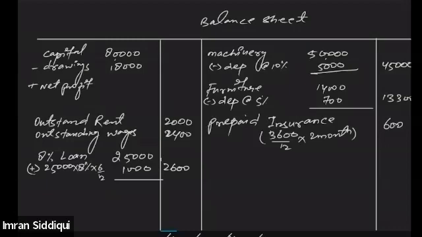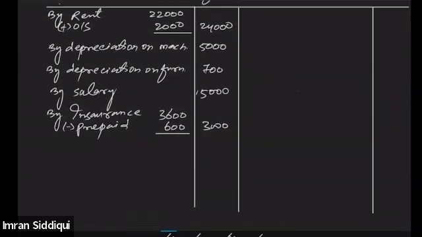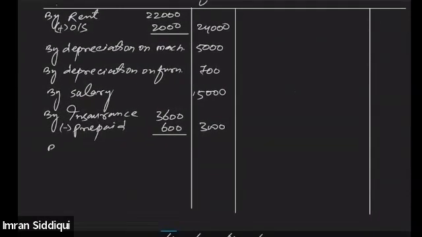The total will be 46,000. Now the interest which we have added with the amount of loan, we'll have to record the same interest in the profit and loss account as well. Why? Because it is an expense. So by interest on loan 1,000. All right, is that clear, everyone? Yes, sir. Yes, sir.